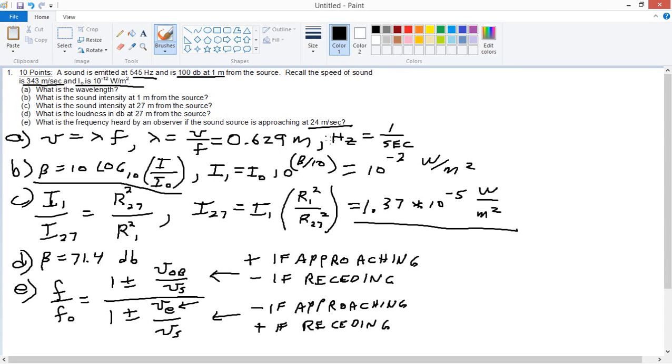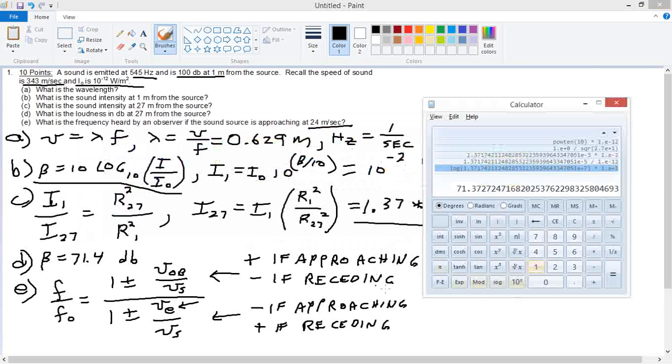The velocity of the observer is 0, so the numerator is just 1. So the frequency observed equals the original frequency times 1 over, the sound source is approaching, so it's higher, 1 minus sound source, 24 meters per second, divided by the velocity of sound, 343. Now it's just plug and chug. Go back to the calculator. The original frequency is 545 hertz.